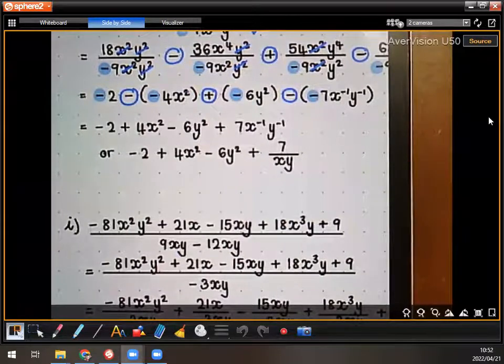So that is the question for I. At the top, you have negative 81x squared y squared plus 21x minus 15xy plus 18x cubed y and then plus 9. And then at the bottom, we again have 2 terms. We have 9xy minus 12xy.